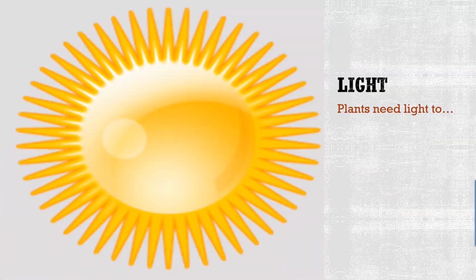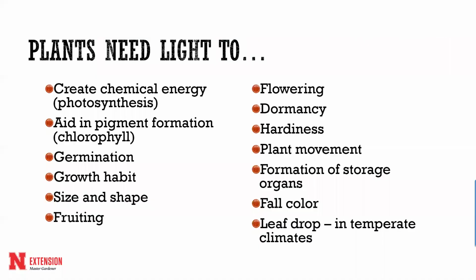So as we talked about, we're going to look at light first. So what does light need to do in our environment, and what do plants need from light within our environment? So light actually does a lot for the plants.